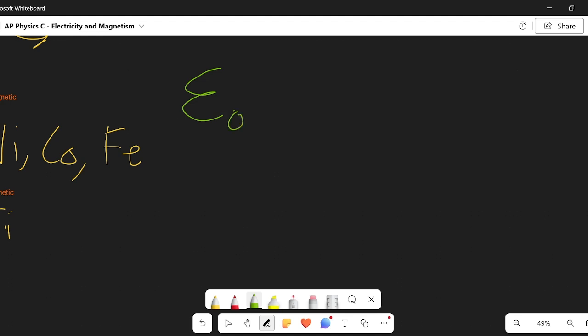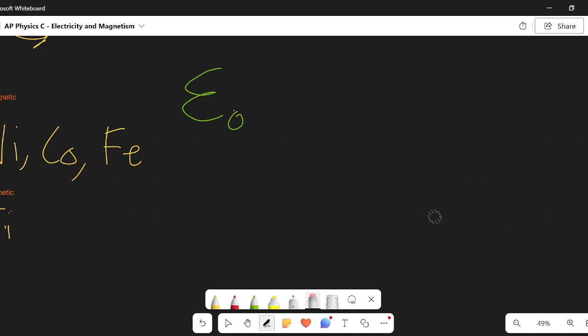Yeah. Sorry. Something like so. E naught, right? So we said that this was equal to 8.87 times 10 to the negative 9, or it had some value, right? So this was essentially the electric permittivity of free space, right?